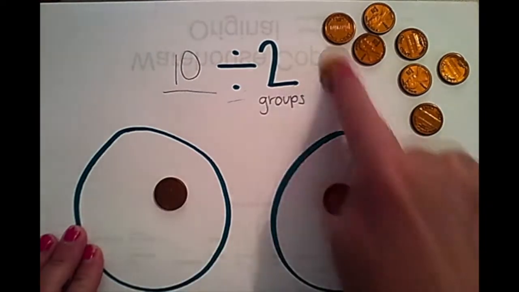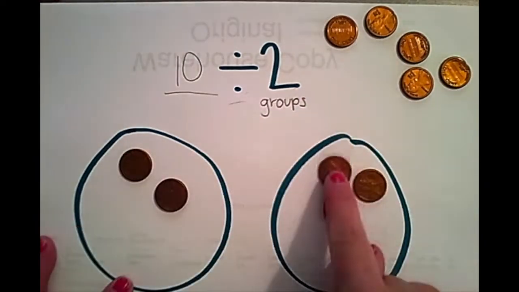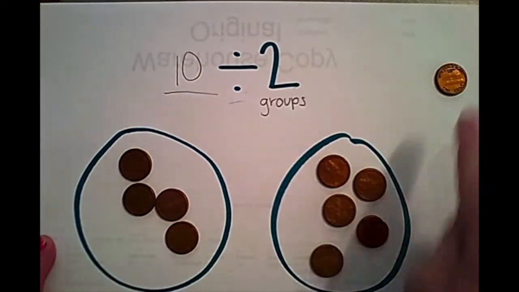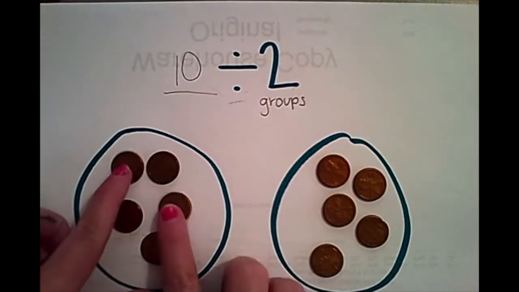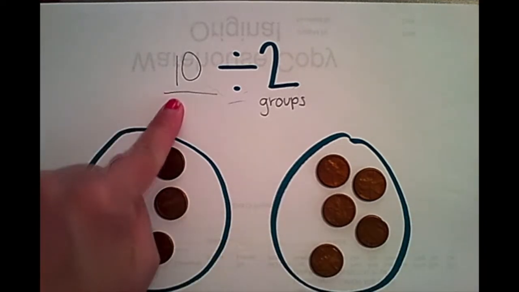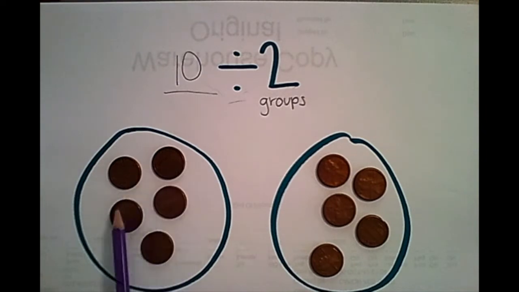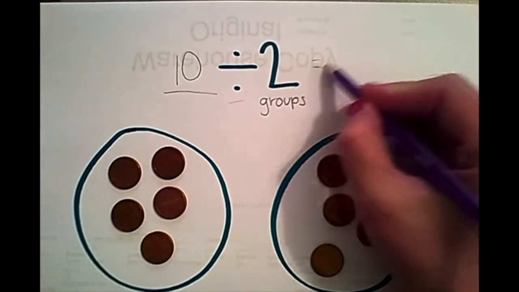So if you're going to do this, just like we've been doing, making equal groups. Division and multiplication are very similar when it comes to equal groups. So 10 divided by 2 means how many are in each group? 1, 2, 3, 4, 5. So this would equal 5.